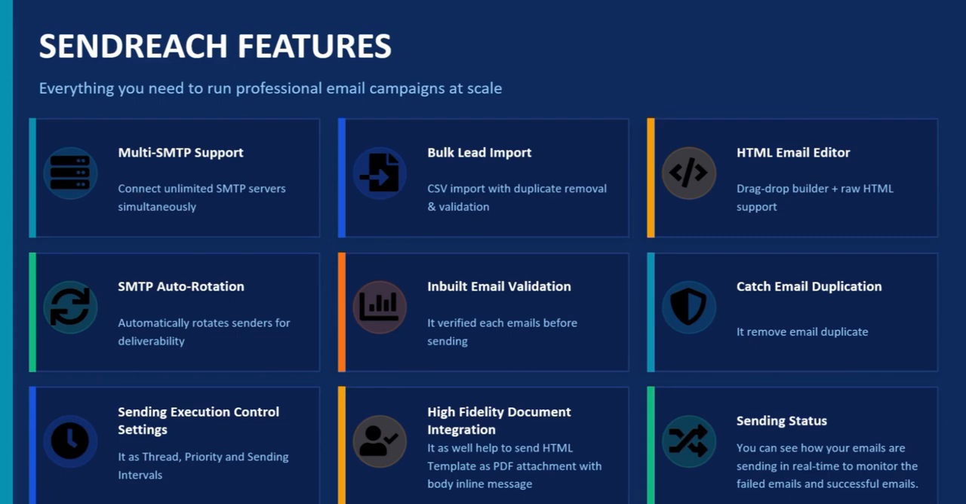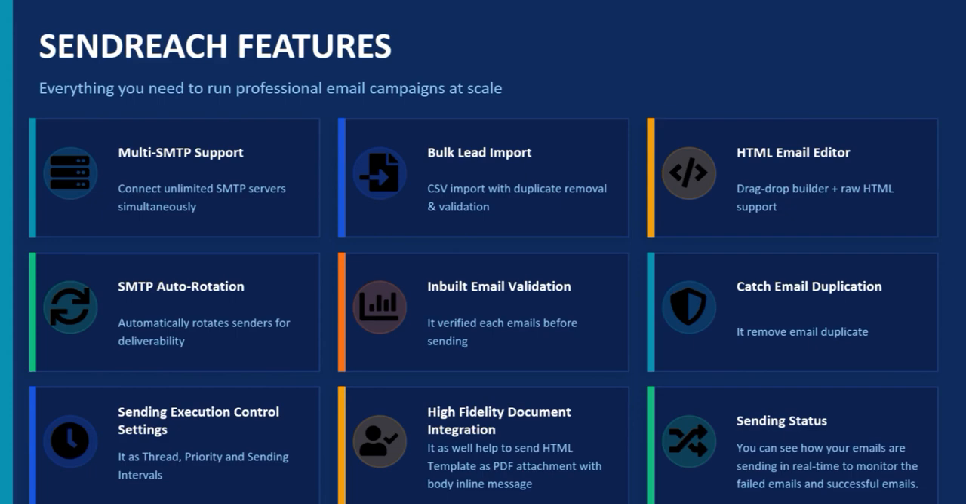Number 2, bulk lead import. You can upload your list into SendReach Sender in bulk. You can upload up to 5 million email lists into SendReach Sender. You can even remove duplicates and validate emails. SendReach Sender can help you to validate your email. You don't need an email validator in order to send. Once you have your list, whether it is validated or not, once you upload it to SendReach Sender, before sending, it is going to validate all these email addresses one after the other.